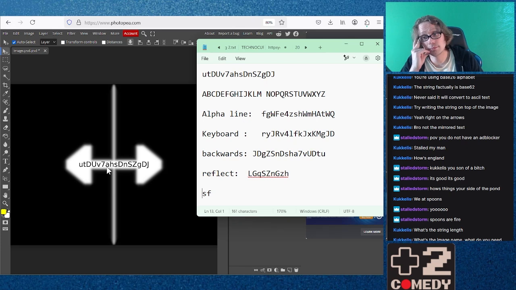Length. String length is 16, which set off all my binary alarm bells. I think I did that the first stream, where I was like, oh, lowercases are zeros and uppercases are ones, but there's a 7. There's a 7 in there.